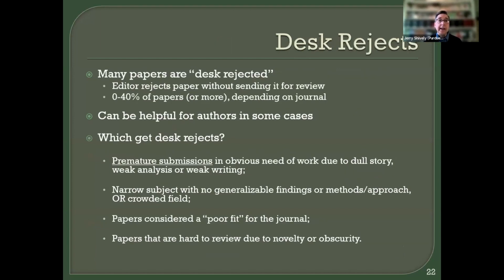Many papers get rejected before they ever make it to the reviewer stage. So the editor will desk reject a paper. Desk reject simply means that you submit the paper, the editor looks at the paper, and the editor rejects the paper without sending it out for review. It could be that at some journals, as much as 20 or 30 or 40% of papers that are submitted get desk rejected without review.